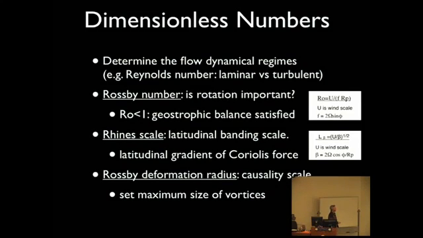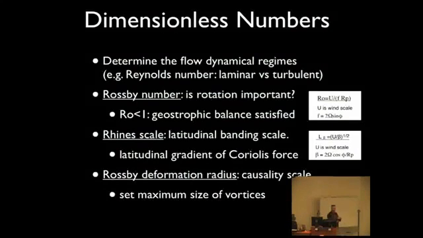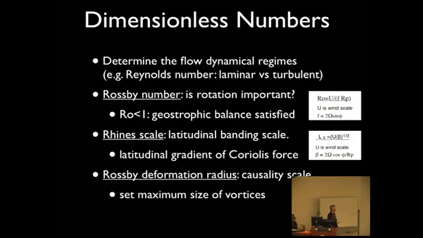And then the Rossby deformation radius involves the Brunt-Väisälä frequency, which tells you how stratified your atmosphere is. In other words, it's related to the gradient of entropy, or the gradient of temperature, as a function of pressure in your atmosphere. H is a pressure scale height, and f here is again the Coriolis parameter, 2 omega sine phi.